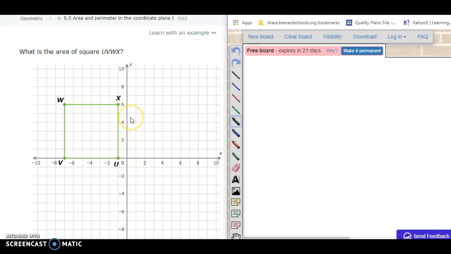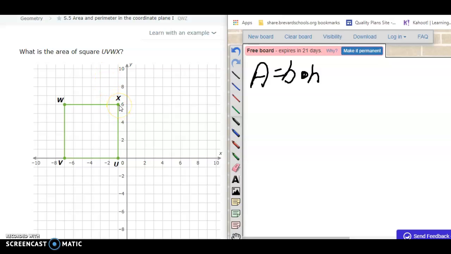It says, what's the area of the square? So the first thing we want to do is recognize it's telling us we're using a square and it wants the area. So area of a square is base times height. Now I need to find the length of one of my sides. Because it's a square, we know all the sides are the same. So if I find one, I find all of them.